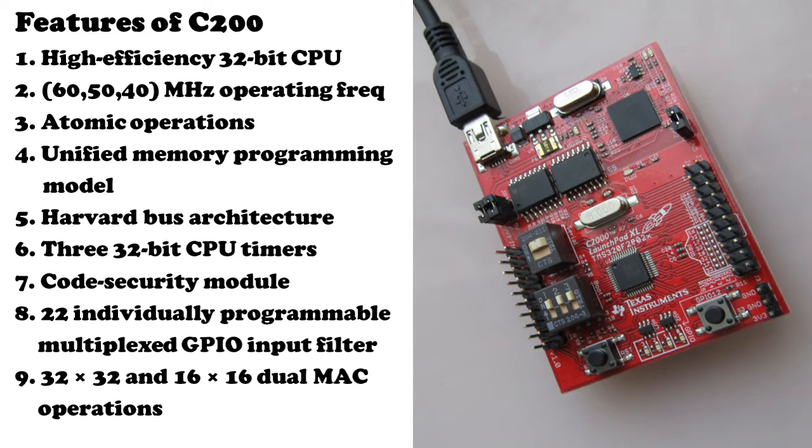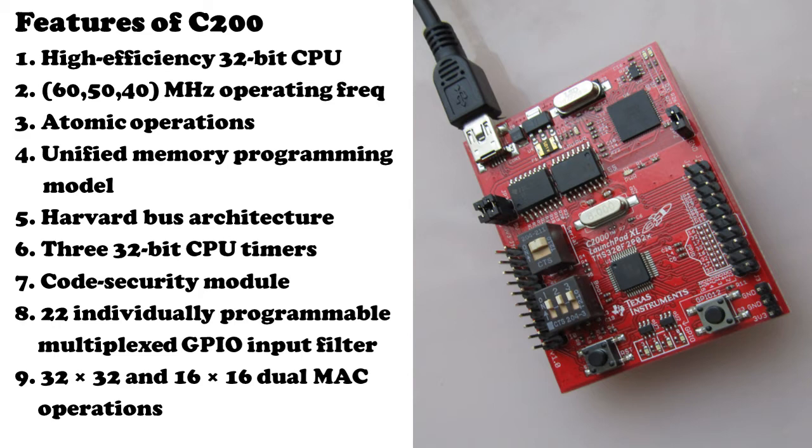C2000 has a high efficiency 32-bit CPU. It operates with 60, 50, and 40 MHz clock frequency. It performs 32x32 and 16x16 dual MAC operations. It has a Harvard bus architecture. It performs atomic level operations. It has fast interrupt response and processing. Unified memory programming model. It has 2 internal zero-pin oscillators.